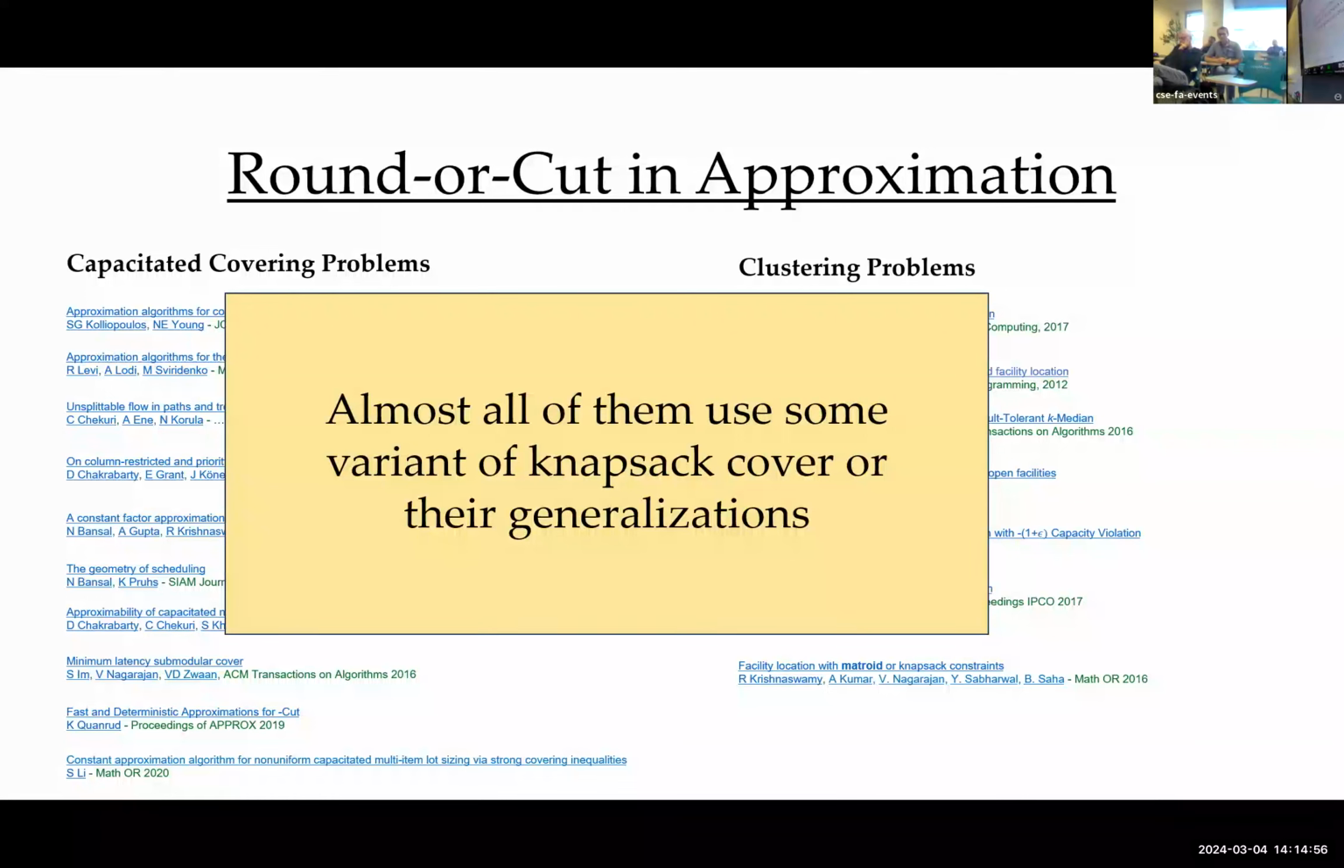And I mentioned one paper in the end on facility location with matroid or knapsack constraints, which has Krishnaswamy et al. And Barna is one of the co-authors. They actually have an example, I think, of a problem where the knapsack cover inequalities don't work. So if you just add all the knapsack cover inequalities, even then there's a bad integrality gap. And they have to design some other kind of algorithms.